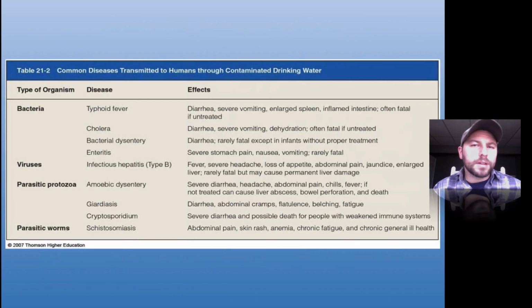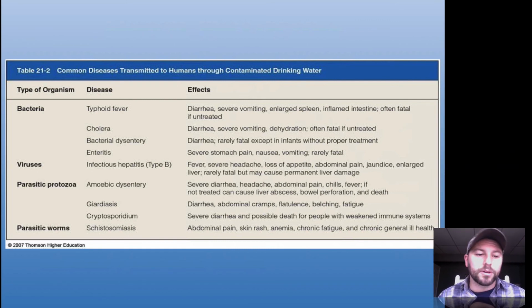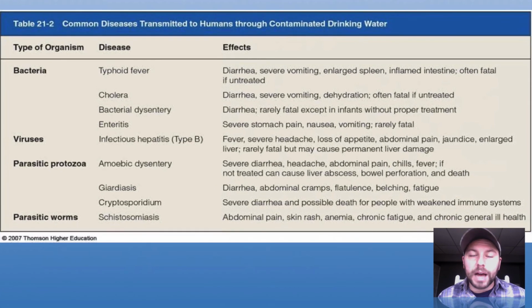These are just some common diseases transmitted to humans through contaminated drinking water. So we have bacterial, virus, protozoa, and parasitic worms. Some bacterial forms of contamination could be cholera, typhoid, or even dysentery. For viruses, we could look at hepatitis B from contaminated drinking water. So these are just some different types of contamination that we can come across, usually associated with unsanitary conditions around water supplies.